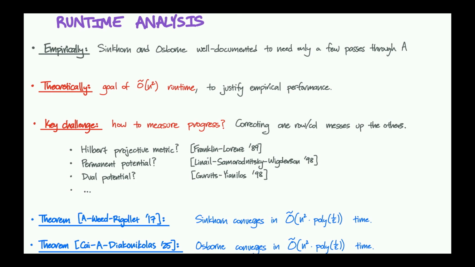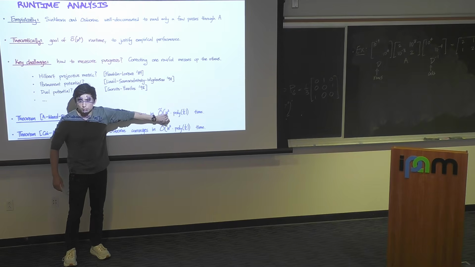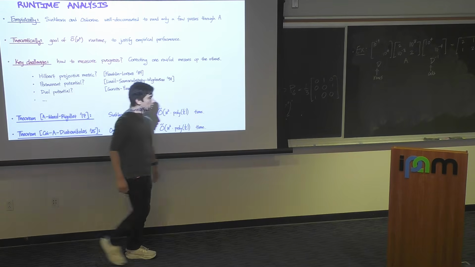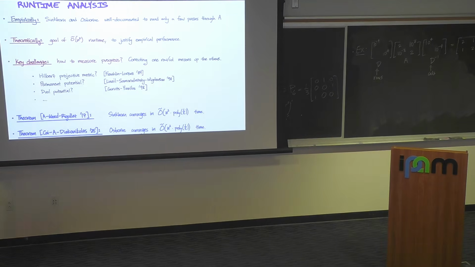For the purpose of this n squared runtime, these are insufficient. For example, the contraction incurs extra factors of n and will not be able to give you the best possible dependence in n. So the result I'll highlight here is that for both Sinkhorn and Osborne, we were able to show that these two algorithms in exactly the original form converge in n squared time. I won't focus on the epsilon too much here, but this is the best possible dependence on it. So that was the high-level unifying story.